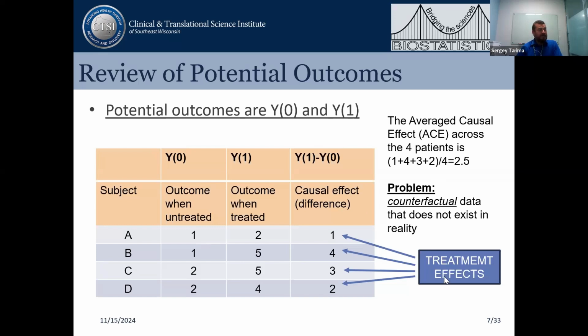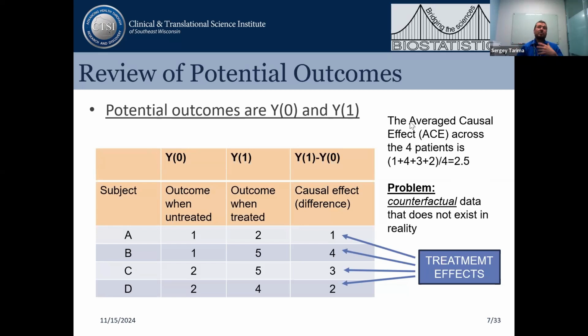So these treatment effects can be calculated potentially, right? Potentially again for each patient. And if we average all of these outcomes across all patients in our population, then we obtain the so-called averaged treatment effect. Averaged treatment effect, ATE, is a special case of causal effect.